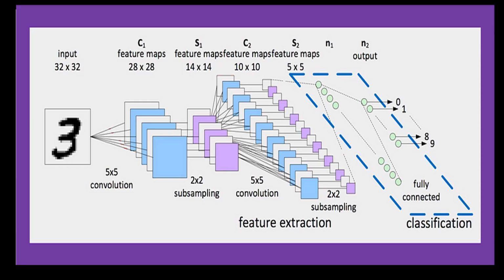So let's get started with understanding what is a convolutional neural network. Basically, a convolutional neural network is a type of neural network designed for image recognition tasks. It processes images by using convolutional layers, which are inspired by the structure of the visual cortex in the brain.